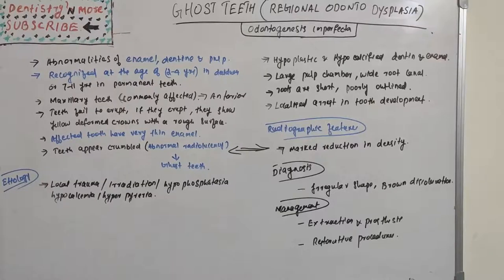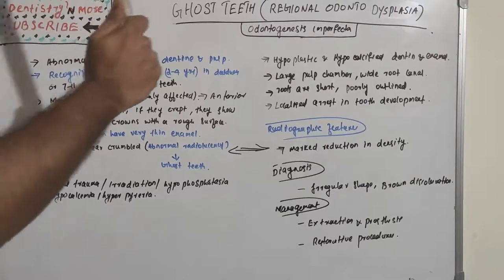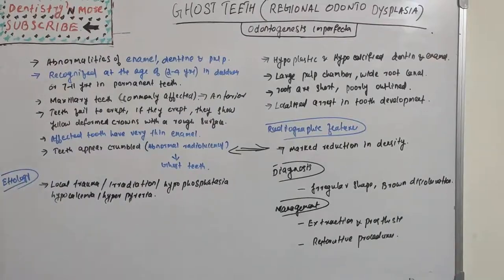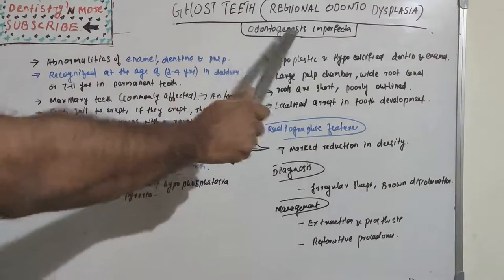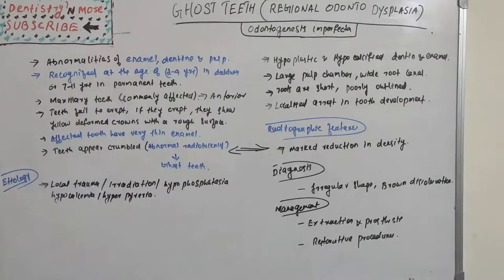So that's all about ghost teeth or regional odontodysplasia or odontogenesis imperfecta. Dentinogenesis imperfecta is affecting dentine, amelogenesis imperfecta is affecting enamel, and odontogenesis imperfecta is affecting enamel, dentine and pulp, giving ghost teeth. So I'll come up with a new session in dentistry and more.